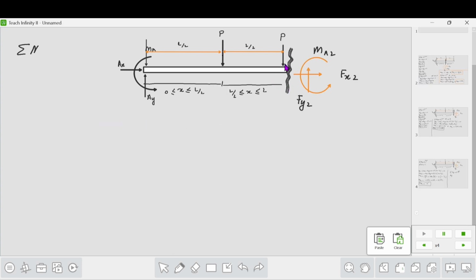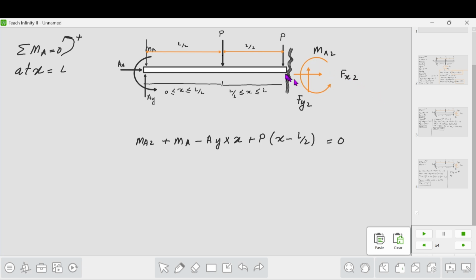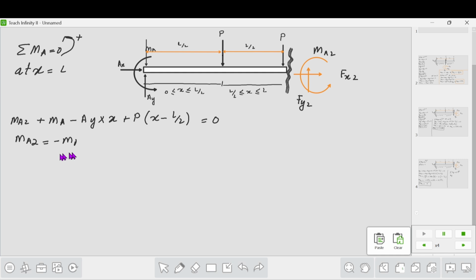Now I take this section beyond this. To the left side of this section which I cut, I will take all the forces, and the right side of this section which I have cut, I will not take into account. So I will take this whole beam because I have cut this end point. So summation of moment at point A will equal to 0. The force which rotates the beam anti-clockwise will be taken as positive. So at X equal to L, now we will find that X equal to L. So MA2, this is MA2 and MA1, this is MA. There will be no other moment.